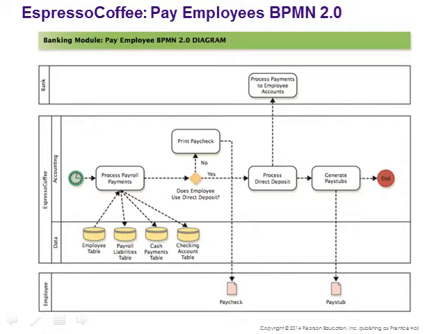The pay employees BPMN diagram contains 5 activities, and we note that the number of processes is more than in the corresponding flowchart because the BPMN is in more detail. We're essentially doing the same thing. This is the same process. We just expanded it to include additional elements.